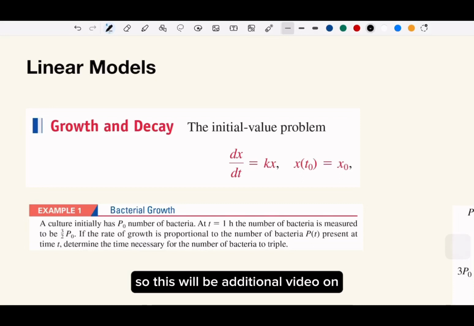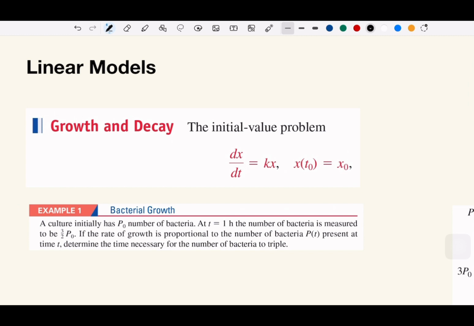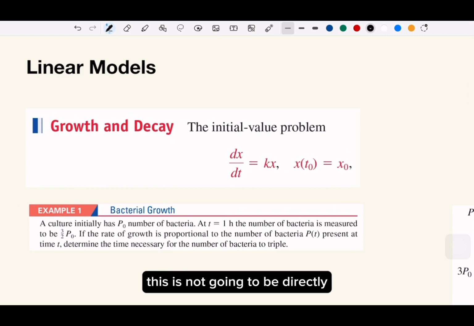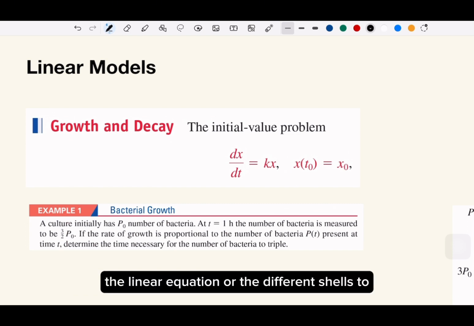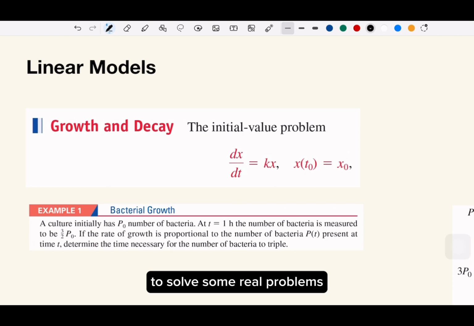So this will be an additional video on chapter 2, linear models. This is not going to be directly included within our midterm, but maybe some part will be mentioned. Still, this is just additional information on how we are going to use the linear equation or the differentials to solve some real problems.